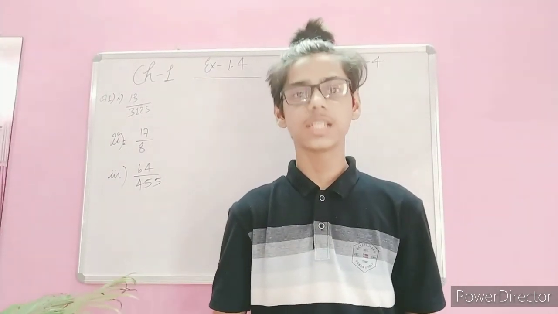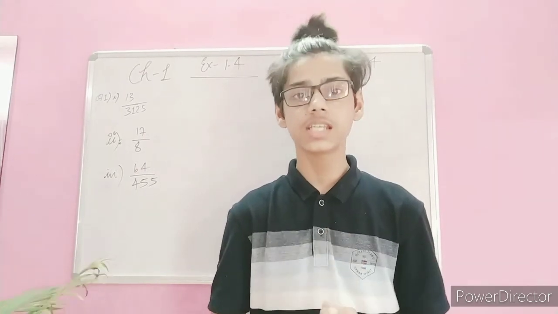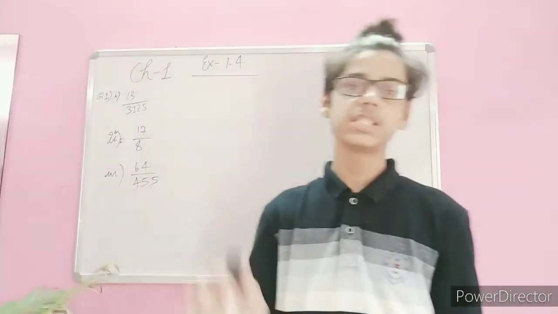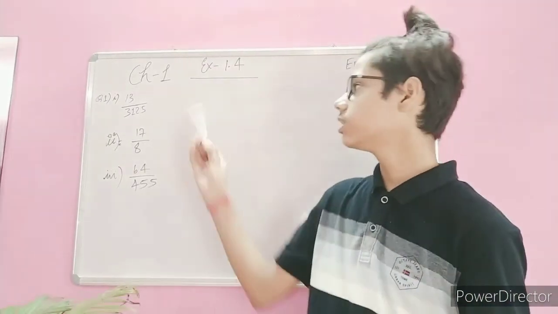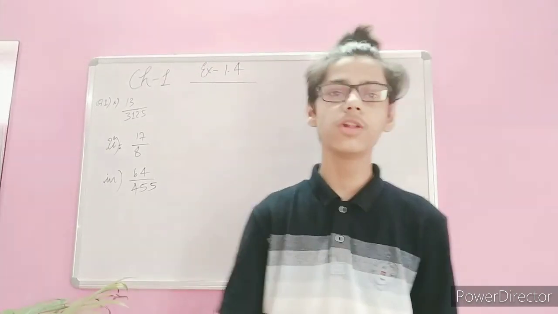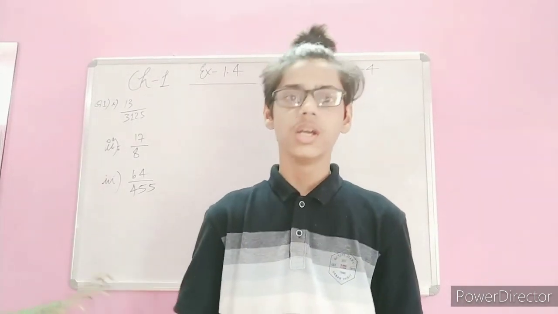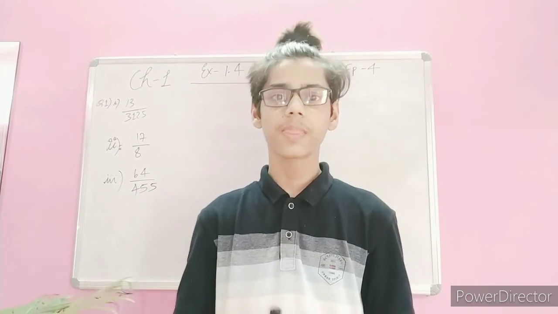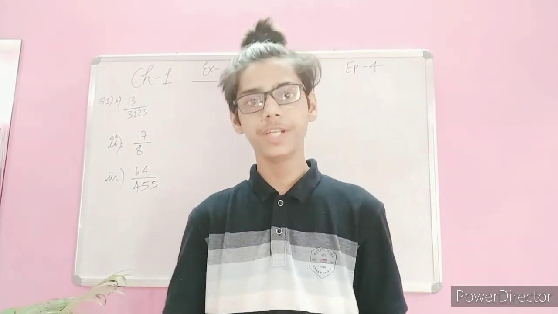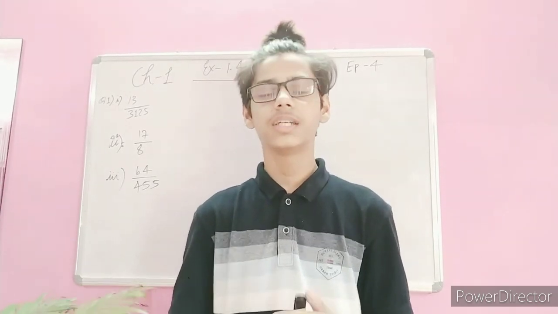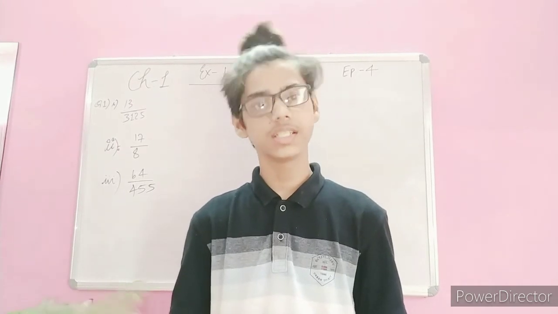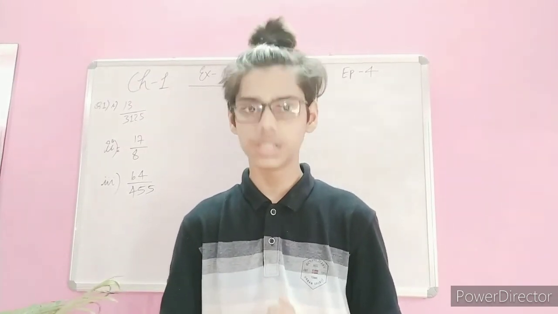So let us solve exercise 1.4, and this is the easiest exercise in the whole chapter. In the first question, we just have to state whether the given numbers are terminating or non-terminating. First of all, what is terminating? If we divide something and the remainder becomes 0, then it is terminating. And if we divide some numbers and the decimal expansion keeps going and is not terminating, then it is non-terminating. The remainder will never be 0.